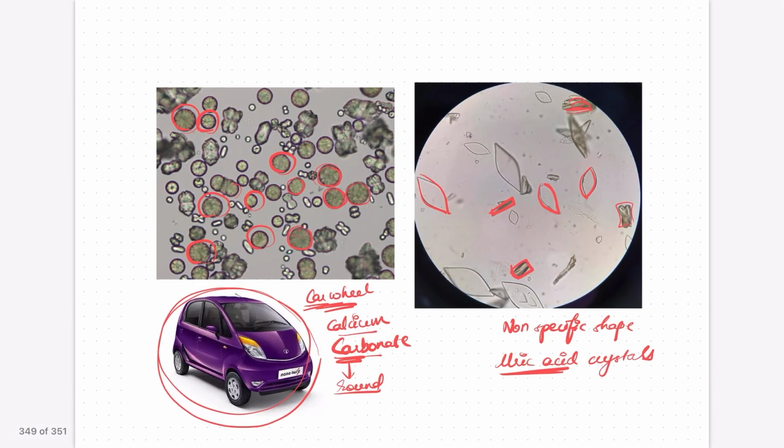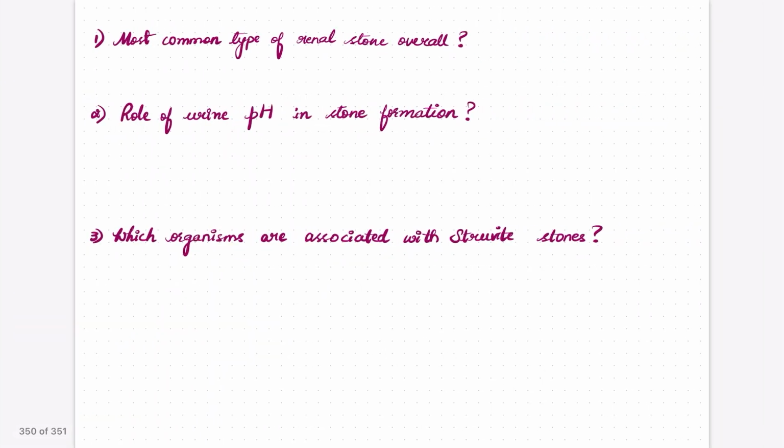Here the cartwheel-shaped, round crystals are seen in calcium carbonate. And any non-specific finding, non-specific shape, colorless shape, they are taken up by uric acid crystals. So we shall discuss the most frequently asked questions during the viva as well.